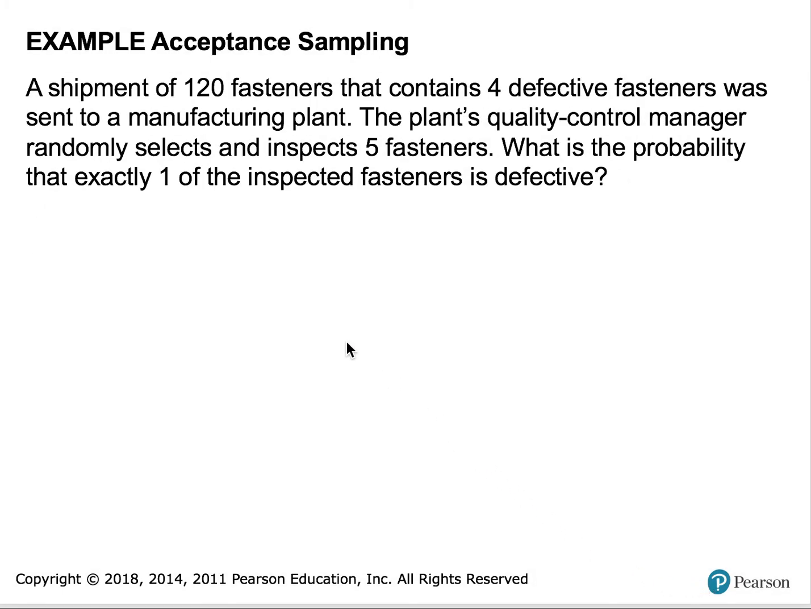Okay, let's do one more. A shipment of 120 fasteners that contained 4 defective fasteners was sent to a manufacturing plant. The plant's quality control manager randomly selects and inspects 5 fasteners. What is the probability that exactly 1 of the inspected fasteners is defective?